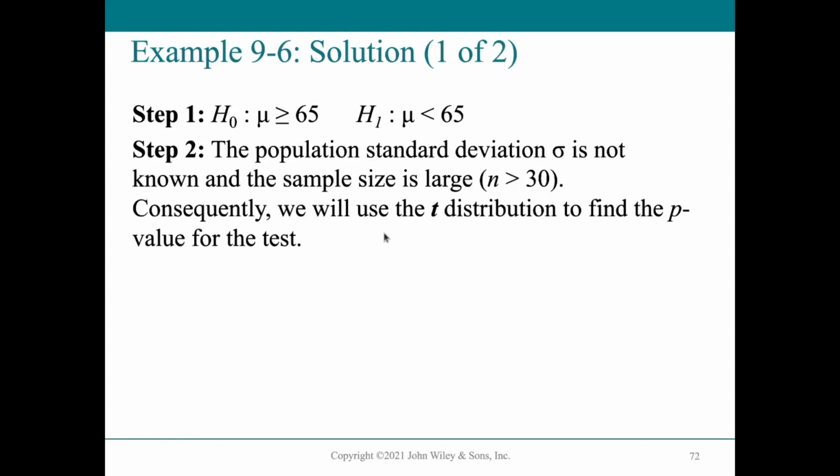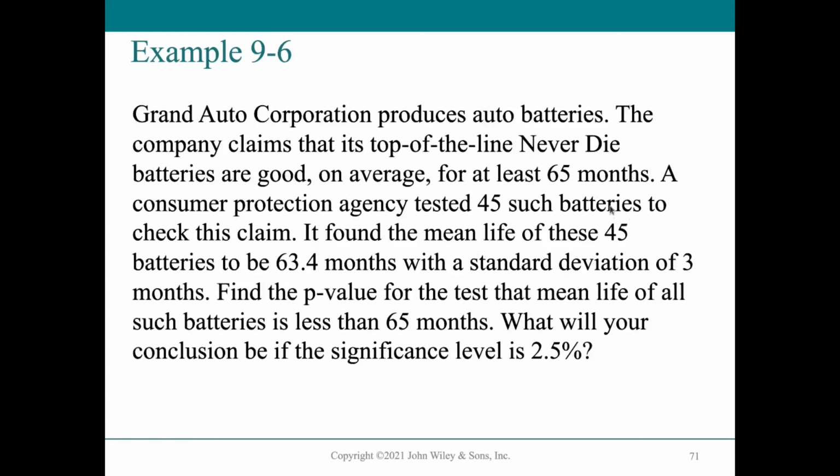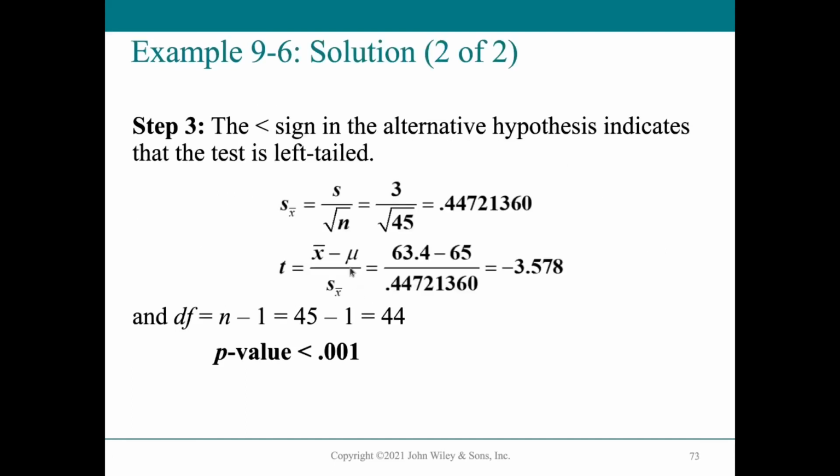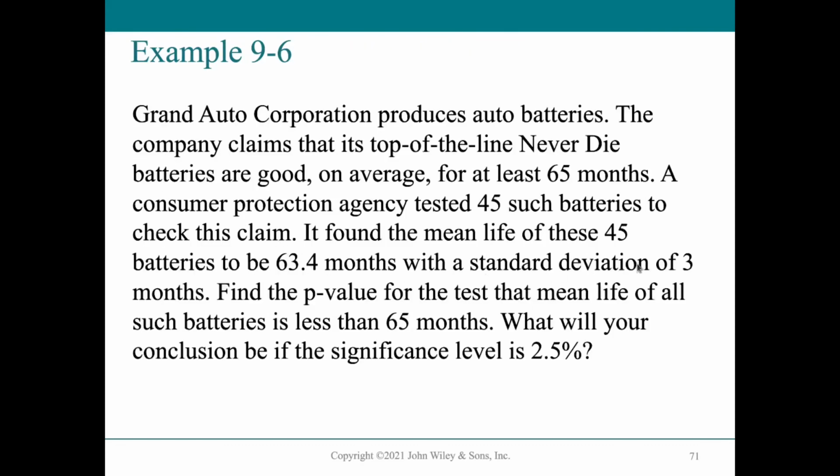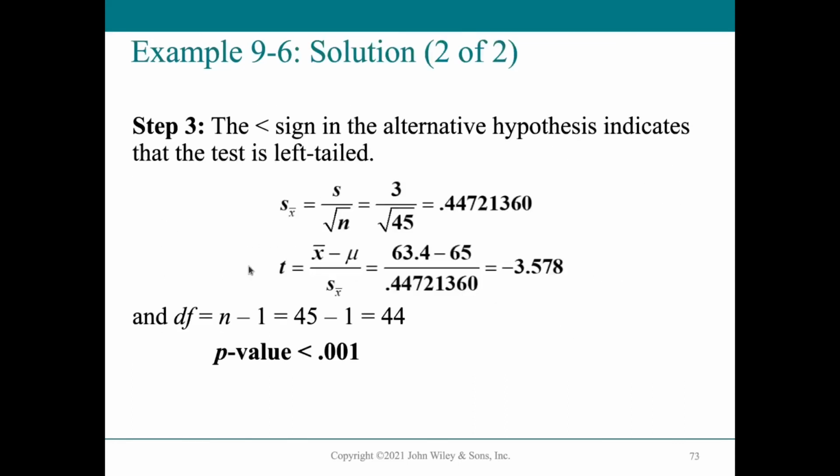So x bar, the sample mean from our sample of 45 tested batteries, is 63.4 months. The sample standard deviation from the data of the 45 batteries is 3 months. So you have the normalized standard deviation, and you get a t-value of negative 3.758. The degrees of freedom are 45 minus 1, or 44. From the t-value table, our p-value falls around or less than 0.001.